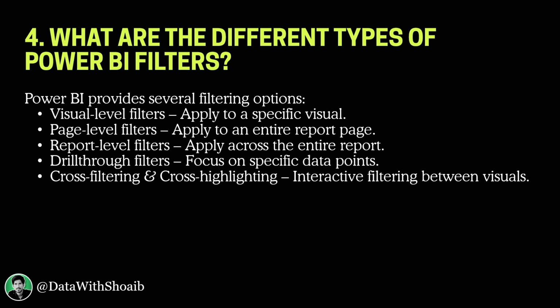Cross filtering and cross highlighting is interactive filtering between visuals. Basically, when you click a data point on any visual, that visual will filter all other visuals on a particular page. That is cross filtering and cross highlighting. These are the different types of Power BI filters. Let's go to the next question.